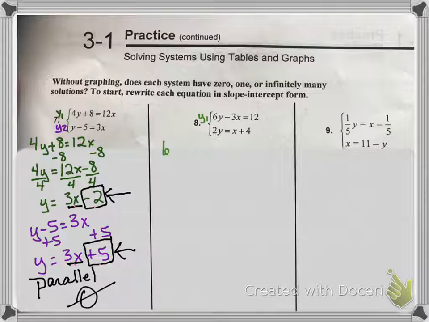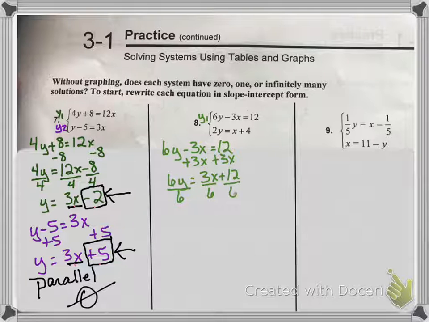All right, number 8. y1 is 6y minus 3x is 12. So we add 3x to both sides. 6y is equal to 3x plus 12. I'm going to divide by 6. And I have y is equal to 1/2 x plus 2.